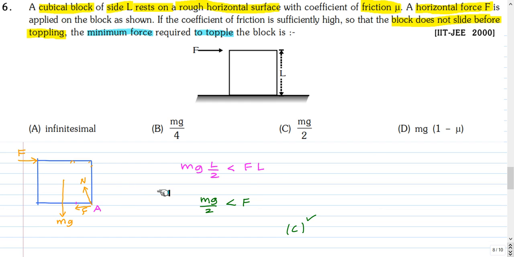So for toppling to occur, this clockwise torque F into L, this distance, should be greater than the restoring torque mg into this distance, which is L by 2. So FL should be greater than mg L by 2 for toppling to occur. So the minimum F for which toppling will occur is mg by 2. Correct option is option C.